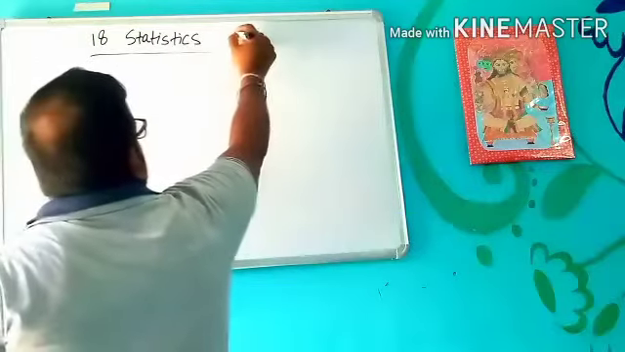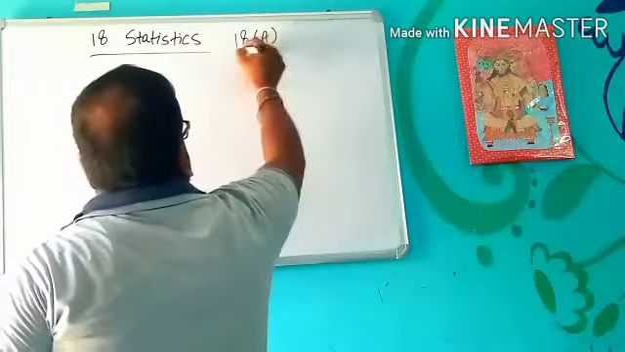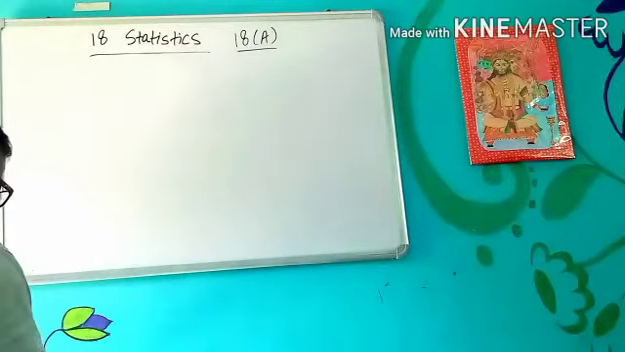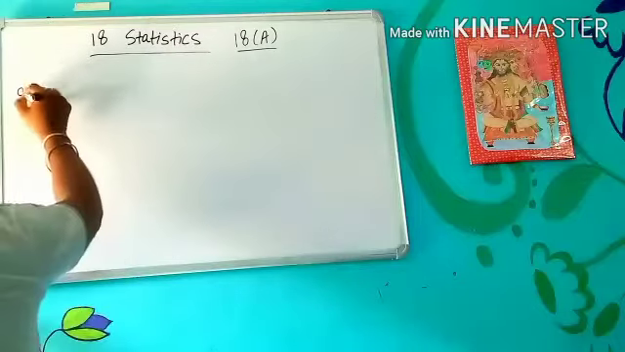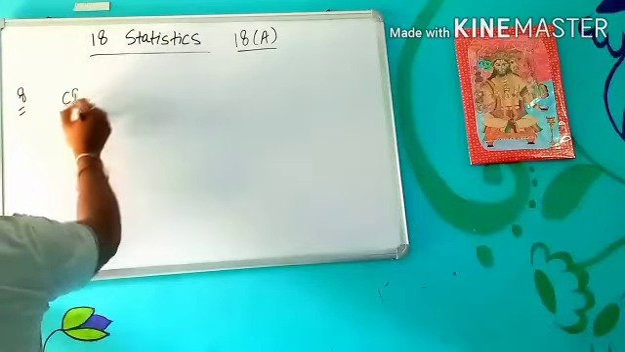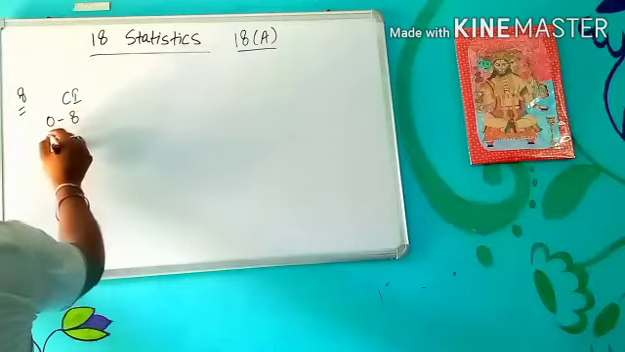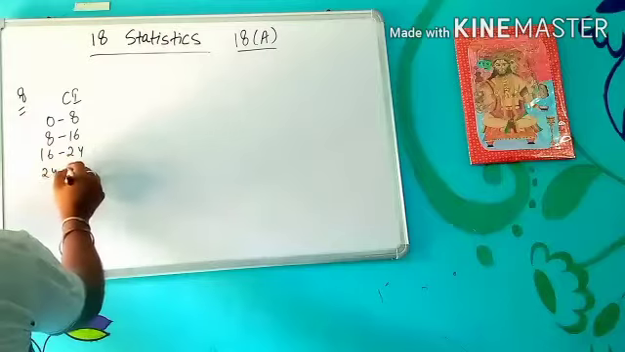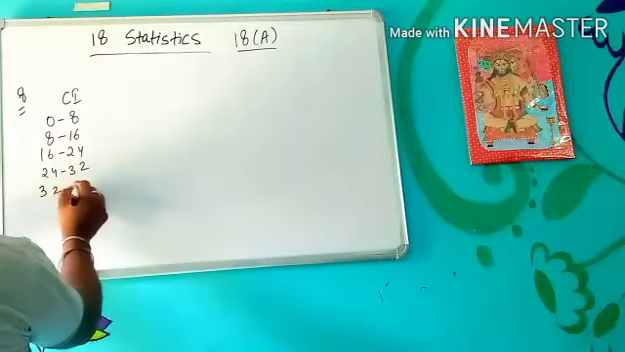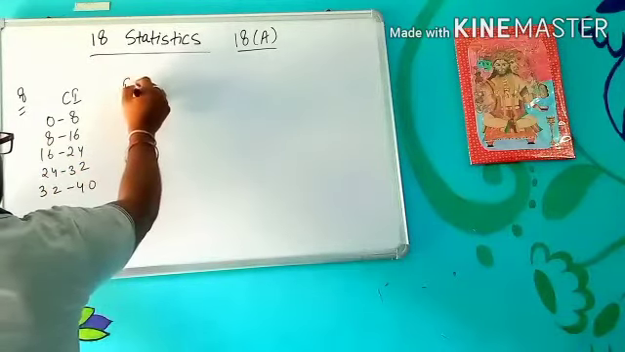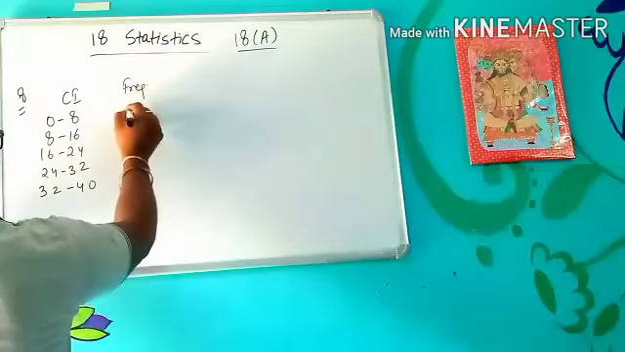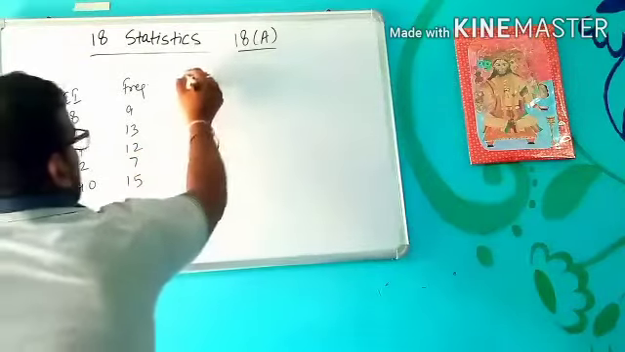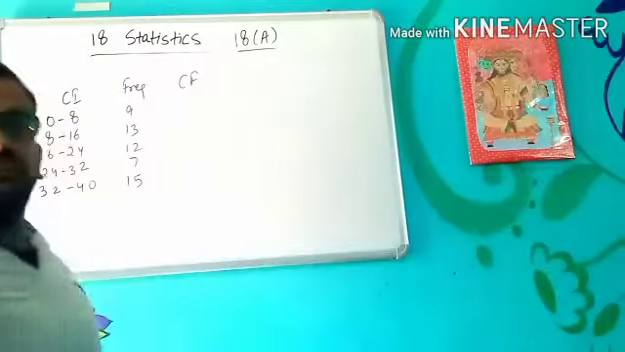So let's see few problems of exercise 18A. So I am discussing one question. Question number 8. In this class interval is given 24 to 32 and 32 to 40, and frequency is given. Now in this we have to calculate the cumulative frequency.